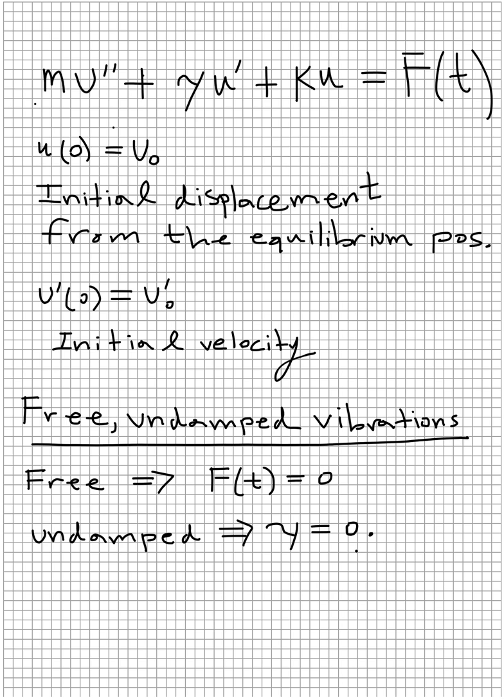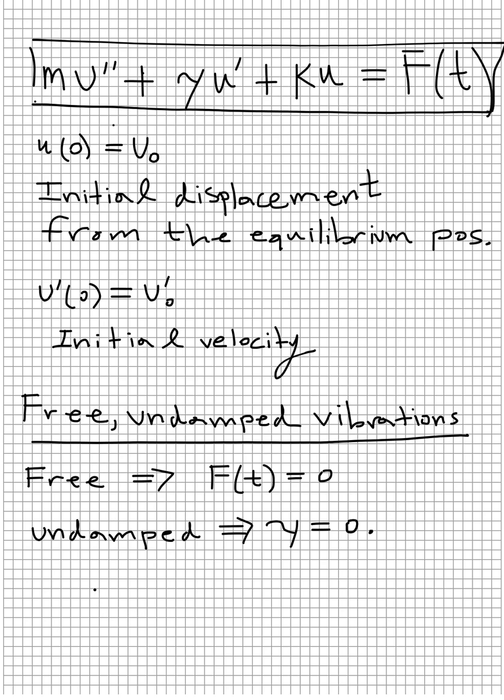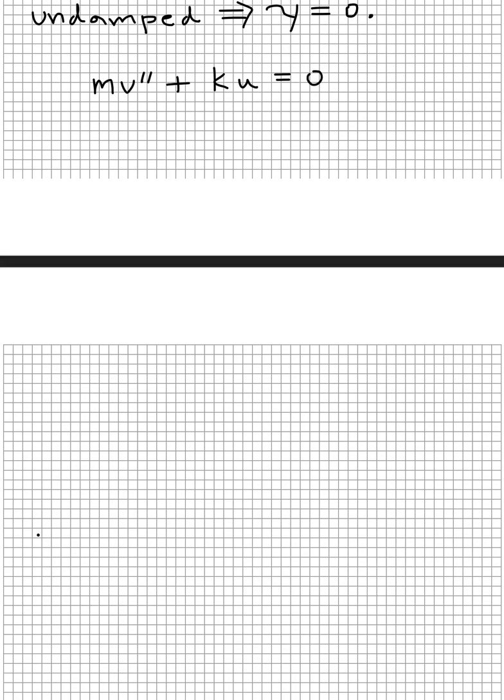So the main equation up at the very top then becomes m times u double prime plus k times u, and that all equals 0. That's a much simpler differential equation to work through and to solve. And that's what we're going to do now.